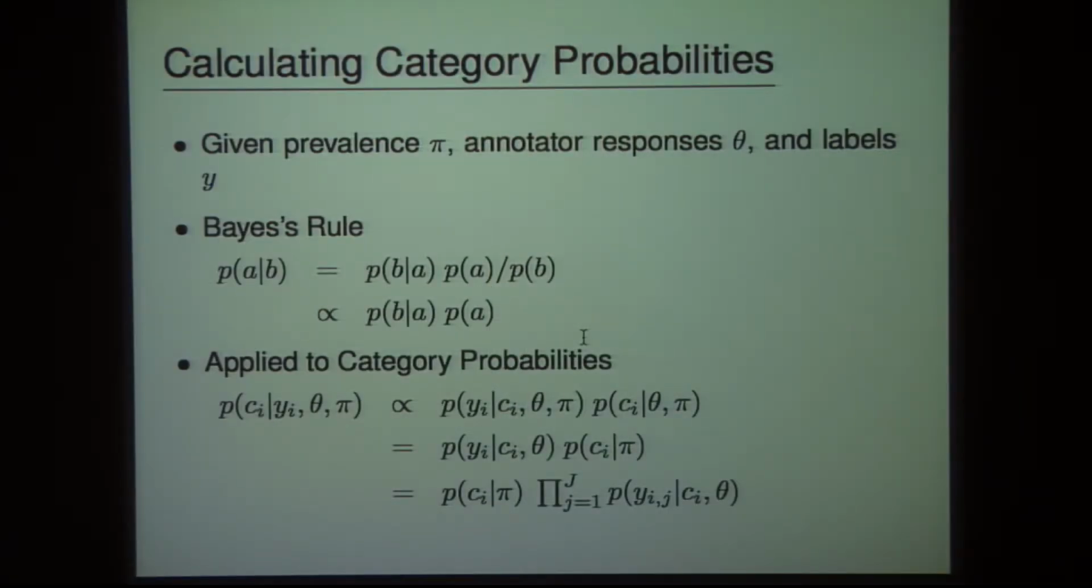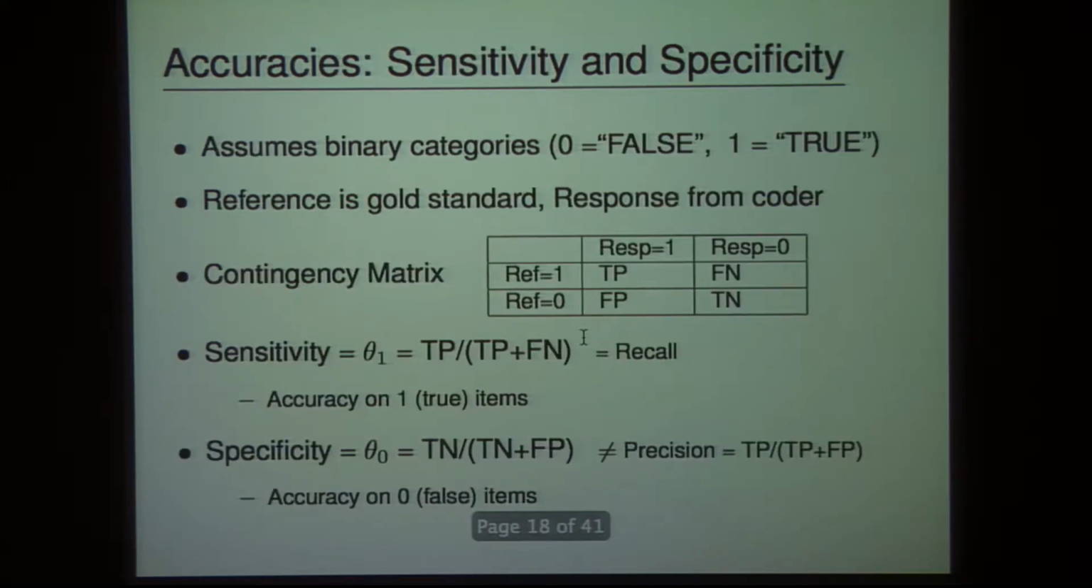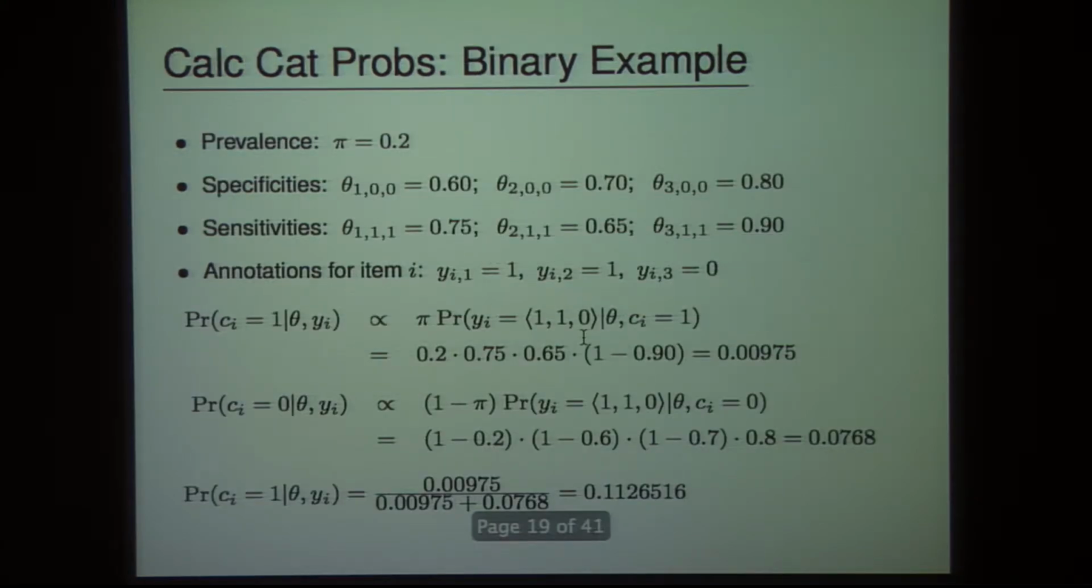So the first thing, the probability of the category given pi, now I've reversed the order, is just the probability of category c_i given pi, which is just pi subscripted with the category. And then we multiply in all the annotations. For each of the j annotators, we multiply in what's the probability that they said y_ij, given that the true category was c_i and their response was theta. Right. Very easy formula. I don't think I need to tell you about that.